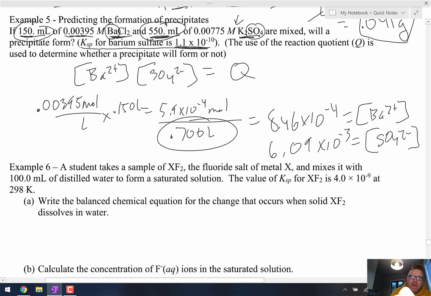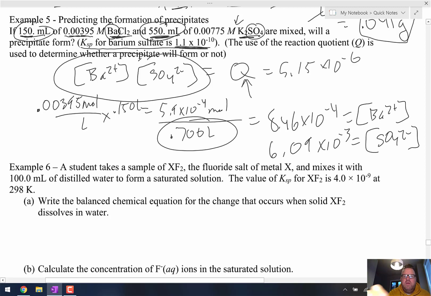Now when I multiply those two together, that's going to give me a Q value. So I'm going to take that answer and multiply it by 8.46 times 10 to the minus 4th, and I get a Q value of 5.15 times 10 to the minus 6th. And notice the equilibrium constant is to the negative 10th. So therefore, Q is greater than K.